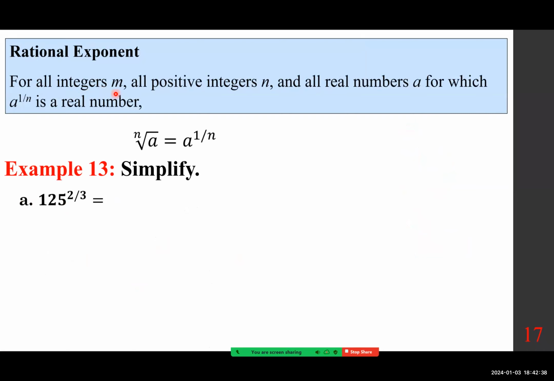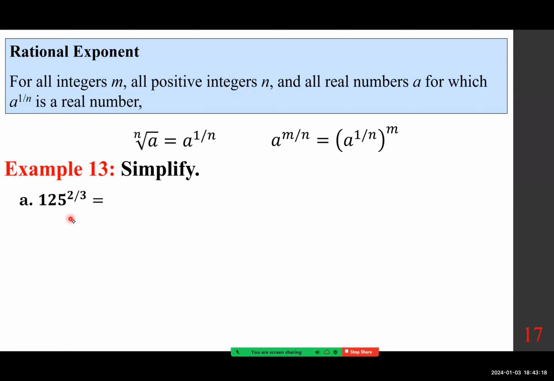Rational exponents: for all integers m, all positive integers n, and all real numbers a for which a to the power of 1 over n is a real number, the nth root of a is a to the power of 1 over n. We also have this because it's being raised to the power of it.